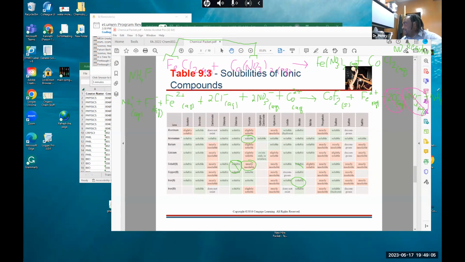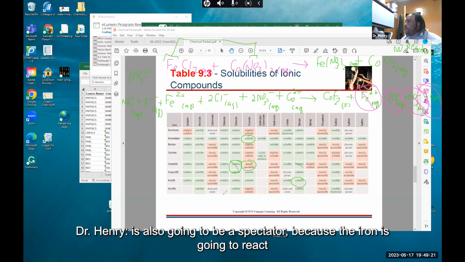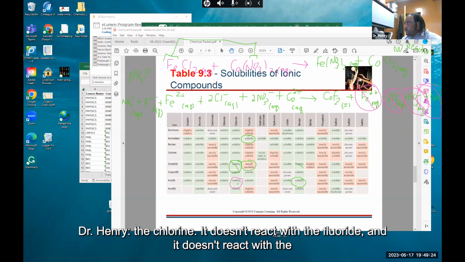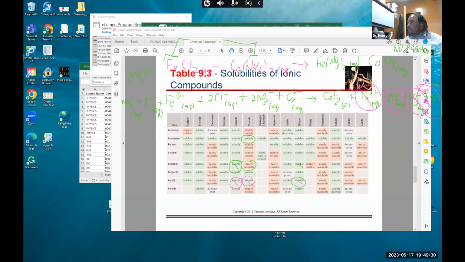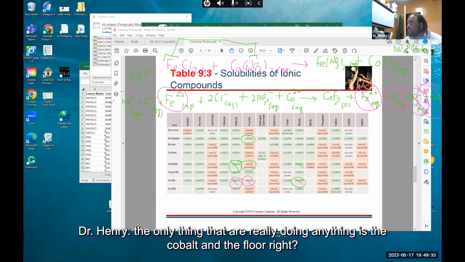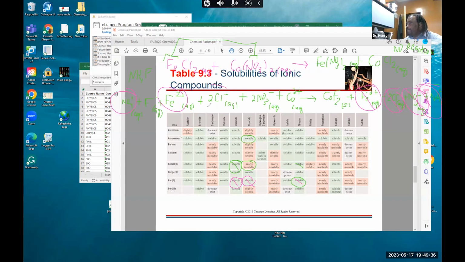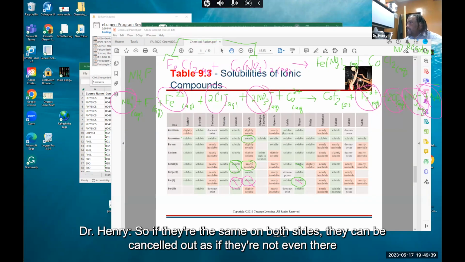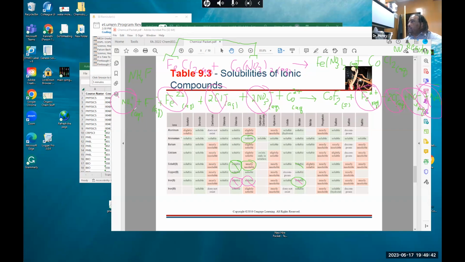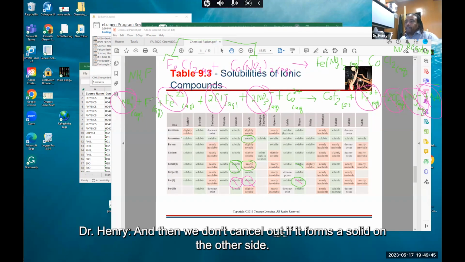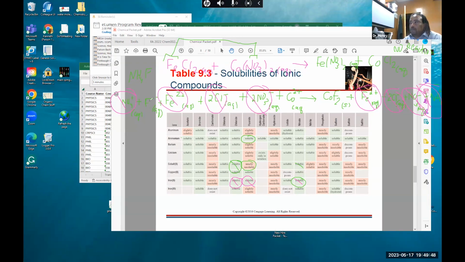Can you guys see it? Okay. And then the iron is also going to be a spectator because it doesn't react with the chlorine, it doesn't react with the fluoride, and it doesn't react with the nitrate. So the only things that are really doing anything are the cobalt and the fluoride. If they're the same on both sides, they can be canceled out as if they're not even there, right? And then we don't cancel out if it forms a solid on the other side. Does that help?